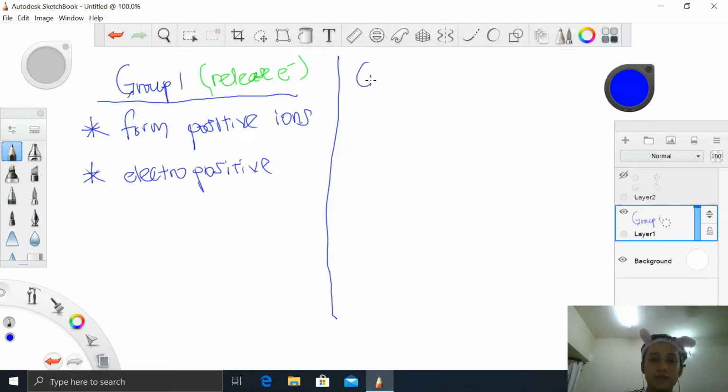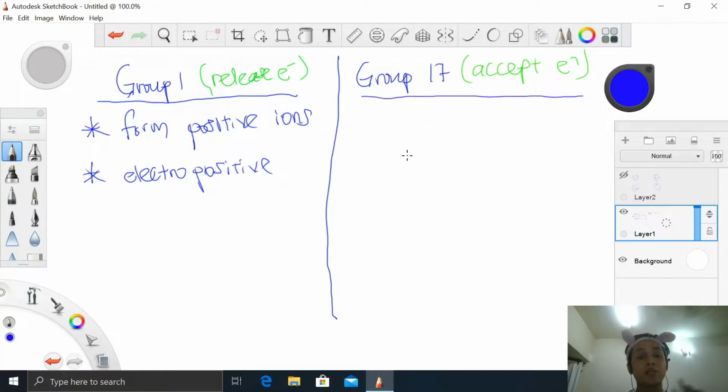Okay, whereas for group 17, since they are at the end of the periodic table, technically they are going to accept electrons. So whether to release or accept depends on the octet stability rule. Elements on the left of the periodic table, group 1 and group 2, will release electrons to achieve octet stability, whereas group 15 until 17 will accept electrons to achieve octet stability.